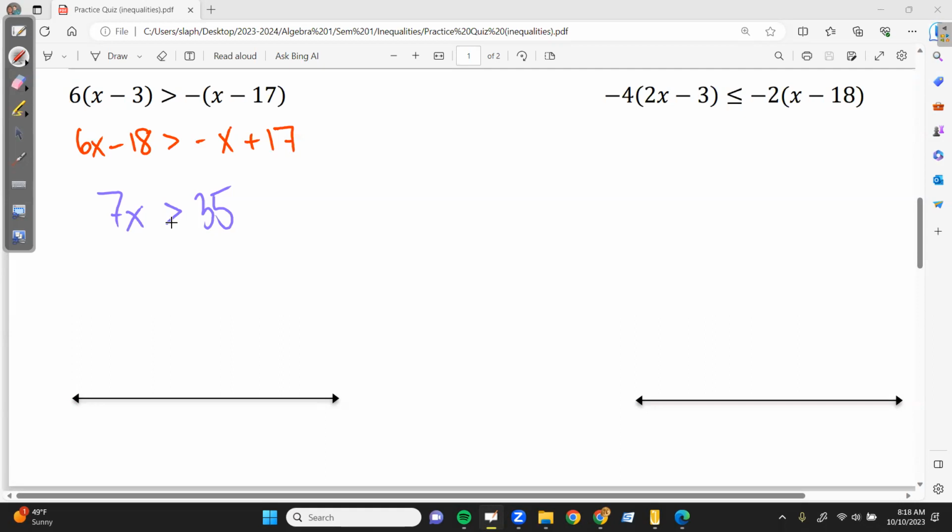What a peaceful little problem. Divide by 7 and you get x is more than 35 divided by 7 is 5. Graph should be marked at 5. Circle should not be colored in, and the bigger numbers go to the right.